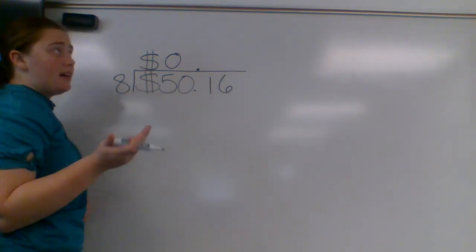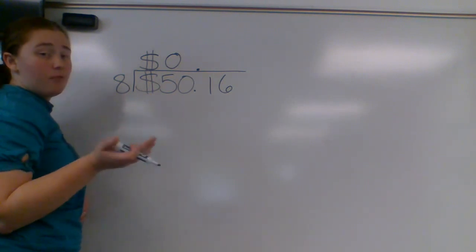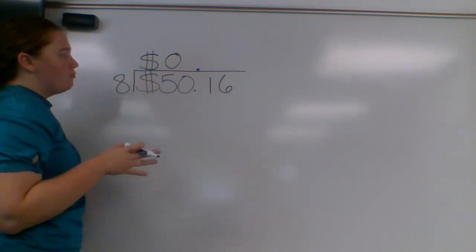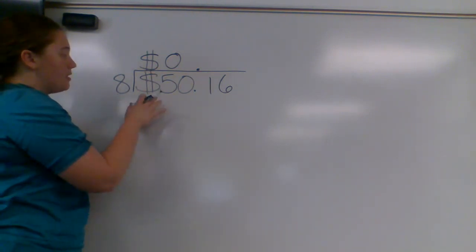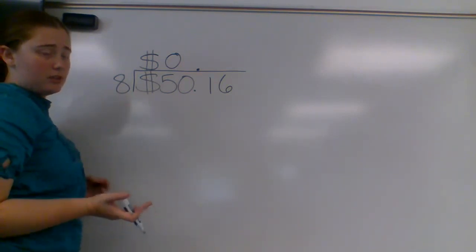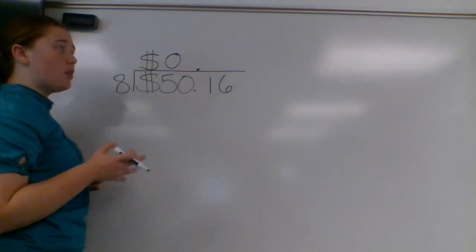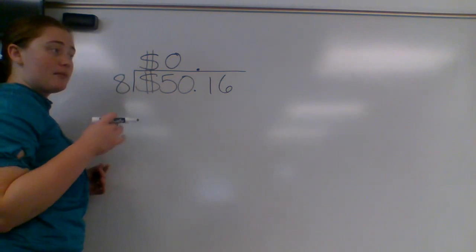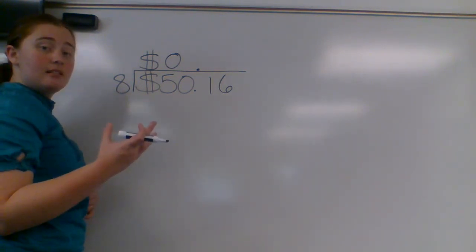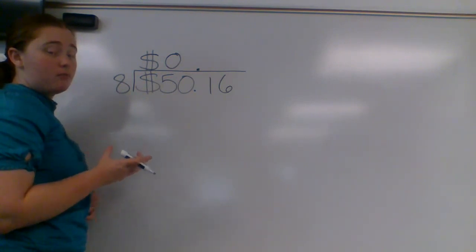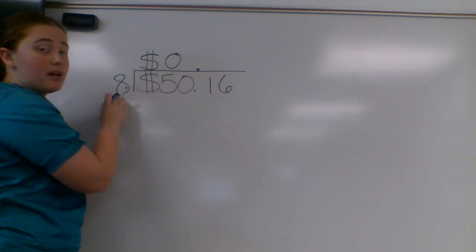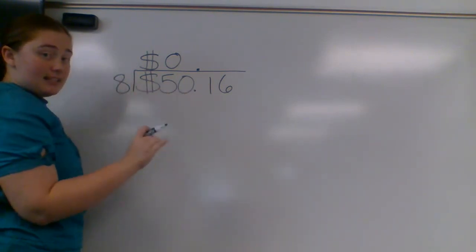Well, we know 8 times 8 is 64. That would be way too big for this. So let's go down. Let's try 5. 8 times 5 is 40. That looks like it would be too small. So we have one that's too big, one that's too small. Let's go up one more. 8 times 5 is 40, so 8 times 6 is 8 more than 40. It's 48. So I think that number will work. So we'll do 8 will go into 50 6 times.